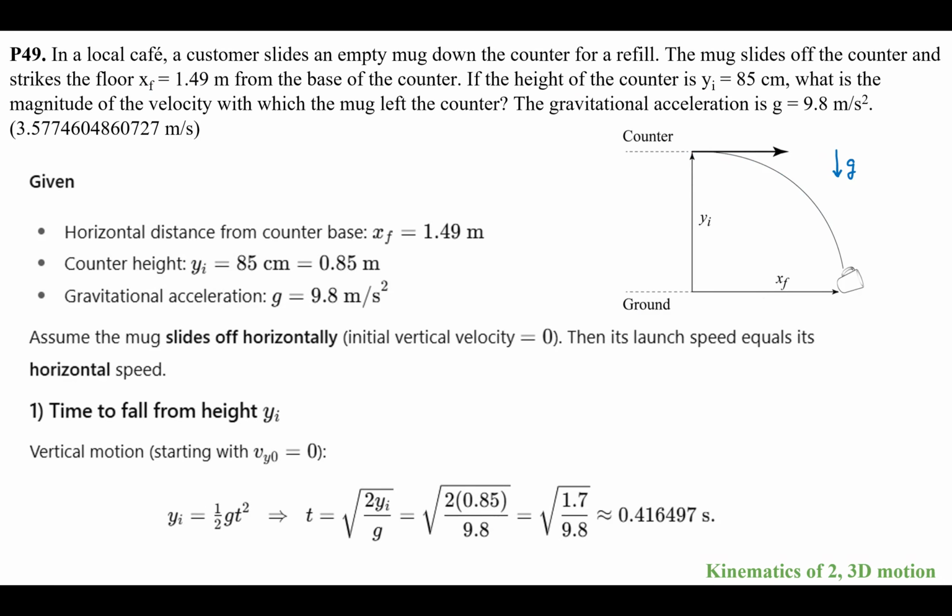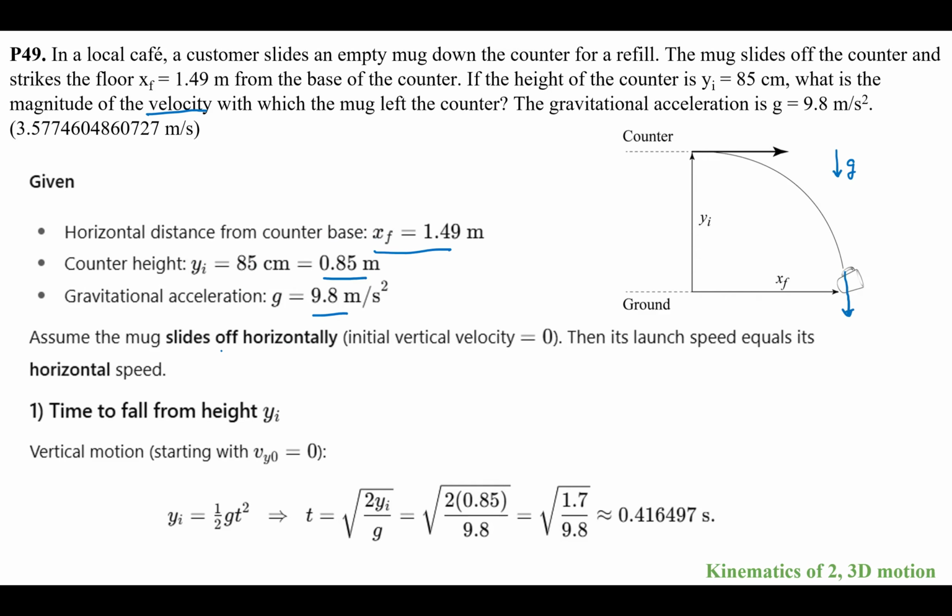Okay, it's under the influence of gravitational acceleration. Let's look at what is going to happen. What is the magnitude of the velocity? So it is trying to find the magnitude of velocity. The horizontal distance from the counter, we have xf given like this, and the counter height is given this, gravitation is this.